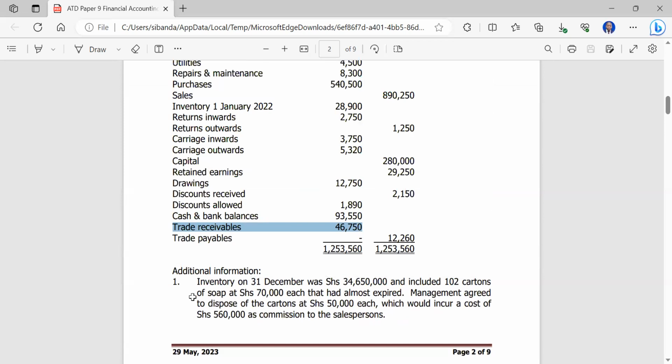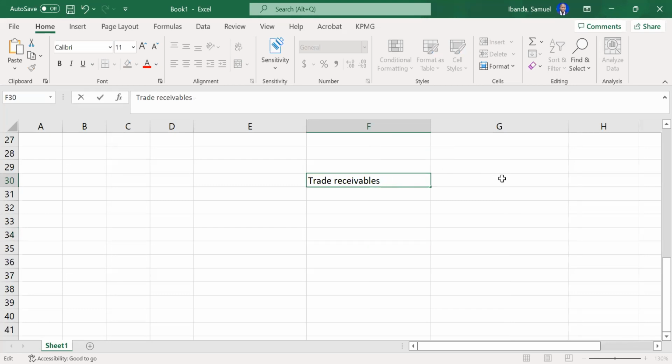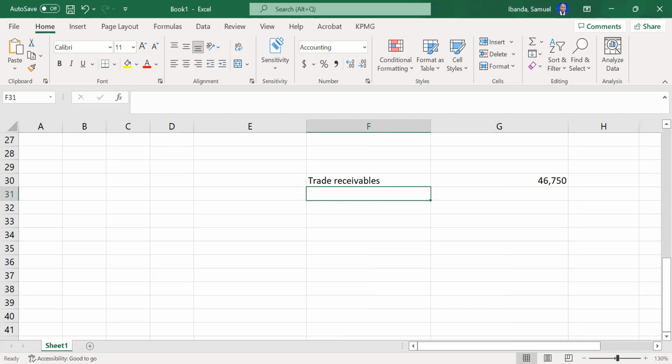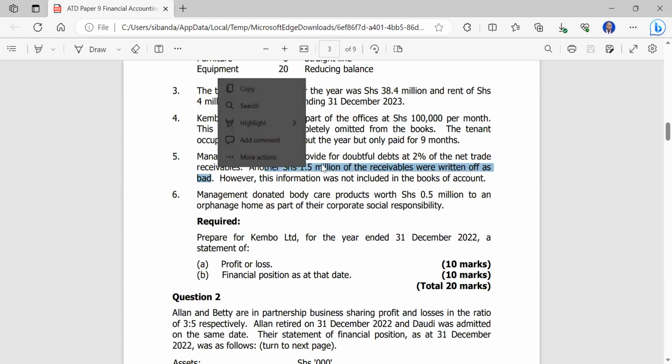So what I'm going to basically do is come here. My trade receivables are this. The examiner is telling me that part of my trade receivables, they provide doubtful debts at 2%. And they're also telling me that there is a 1.5% that was written off. Now, this is the rule. If we have receivables that have been written off, those are the ones that we first remove. Why? You cannot provide for receivables that have been written off.